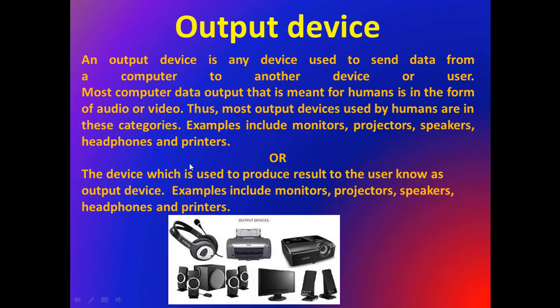Here are some examples also. This is your headphone. It is an output device. It produces the output in the form of voice. This is the printer. Printer produces output on the paper. Projector, it produces output on the screen. Speakers, the same thing as the headphone. Monitor, it displays results on the screen.